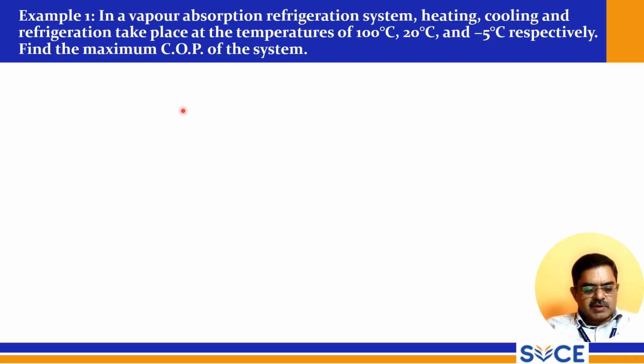So problem number 1: in a vapor absorption refrigeration system, heating, cooling and refrigeration take place at the temperatures of 100 degrees Celsius, 20 degrees Celsius and minus 5 degrees Celsius respectively. So here, heating is happening at 100 degrees Celsius, cooling is happening at 20 degrees Celsius and refrigeration is taking place at minus 5 degrees Celsius respectively. Find the maximum COP of the system.